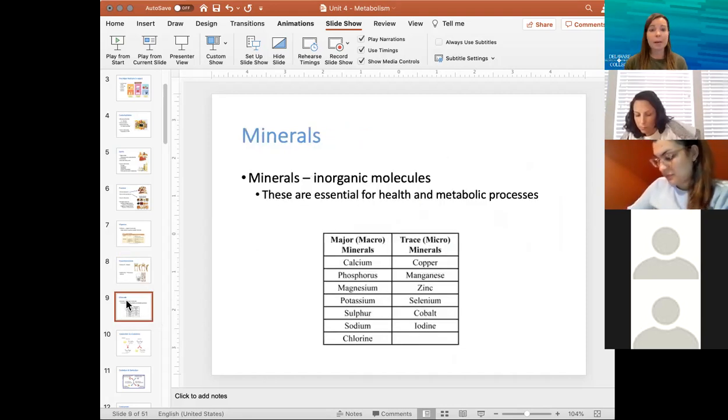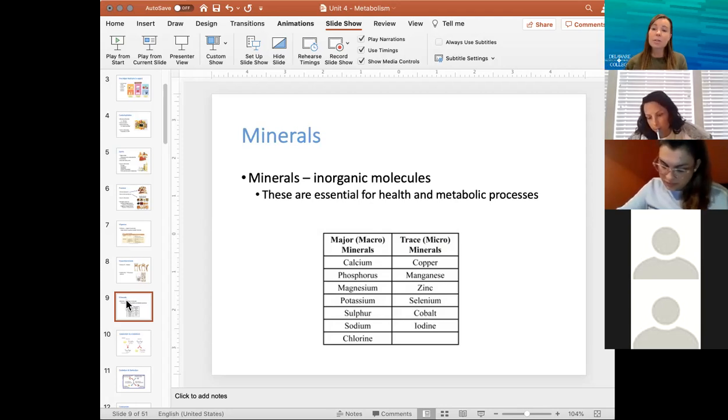Okay, so the other micronutrients, in addition to the vitamins, are minerals. And if you remember, I mentioned that vitamins are organic molecules. If something's organic, it contains carbon, and it tends to be a little bit bigger. Minerals are inorganic. So these are smaller and they don't contain carbon. So these are naturally occurring.